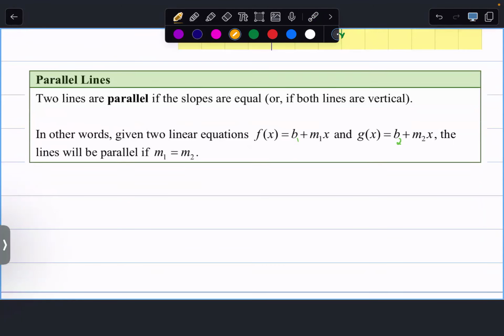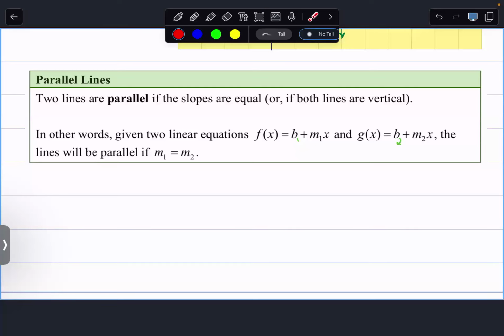If I tell you 2 lines are parallel, you probably imagine 2 parallel lines like this, running in parallel. That's the terminology we use in everyday language. But what does it mean in terms of the slopes? It means the slopes have to be equal to each other, right? And so 2 lines are parallel if the slopes are equal. Or if both lines are vertical, then okay, fine, but that's kind of boring.